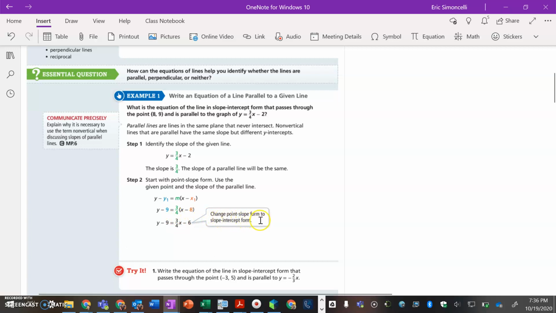It says to change point-slope form to slope-intercept form, and by that you can simply distribute 3/4, such that it's 3/4 x, and then 3/4 times 8, or 8 divided by 4, which is 2, times 3 is 6. Then to finish, we simply add 9 to both sides, and you end up with the final slope-intercept form, y = 3/4 x + 3. Notice this final answer and the original equation have the same slope, but different y-intercepts. So the equation of the line parallel to this line that goes through the point (8, 9) is y = 3/4 x + 3.